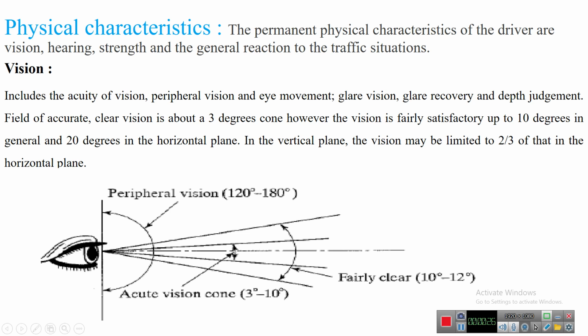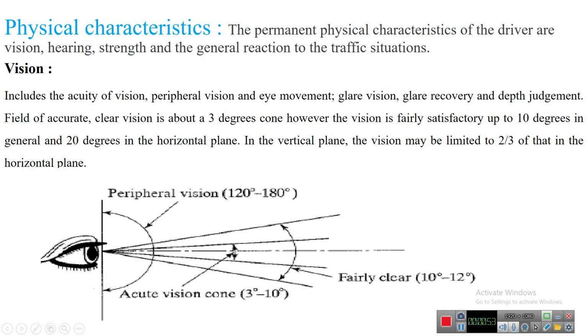Physical means vision, hearing, strength, or general reaction. Vision may be classified into three types: acute vision, fairly clear vision, and peripheral vision. Peripheral vision is available over 120 to 180 degrees. Whatever side objects you see, you see them in the peripheral vision.